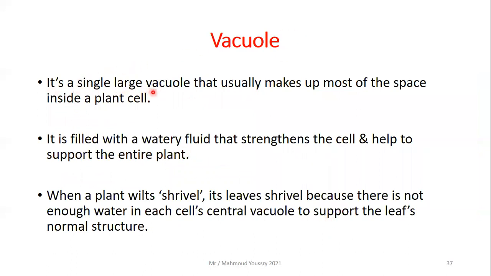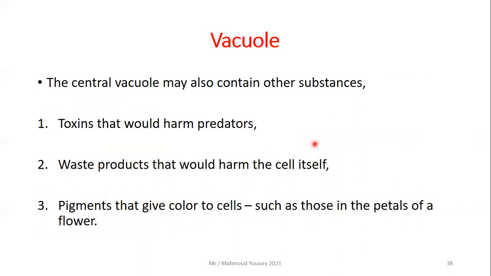The vacuole is a single large vacuole that usually makes up most of the space inside a plant cell. It is filled with a watery fluid that strengthens the cell and helps to support the entire plant. This is why plant cells have large vacuoles, because they are filled with a watery fluid to support the entire plant and strengthen each cell. When a plant wilts, it means it shrivels or starts to die. Its leaves shrivel because there is not enough water in each cell's central vacuole to support the leaves' normal structure.